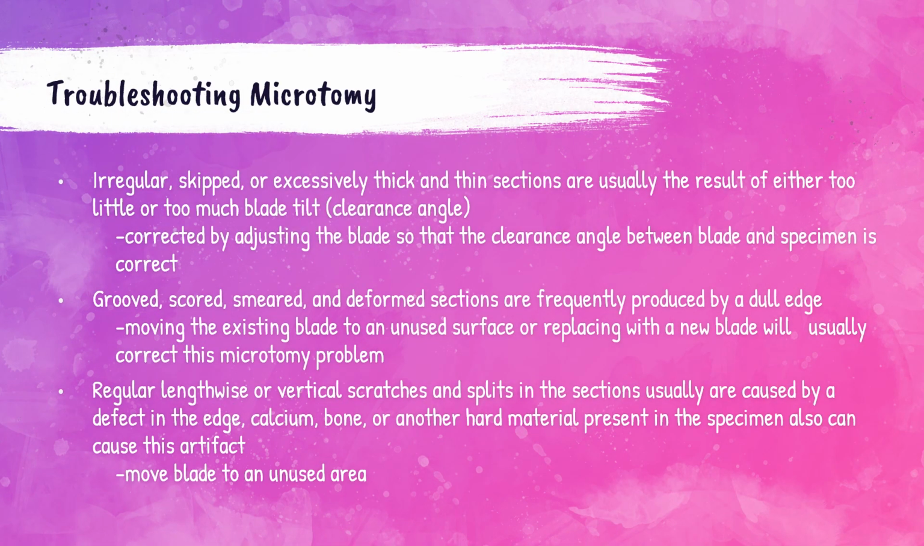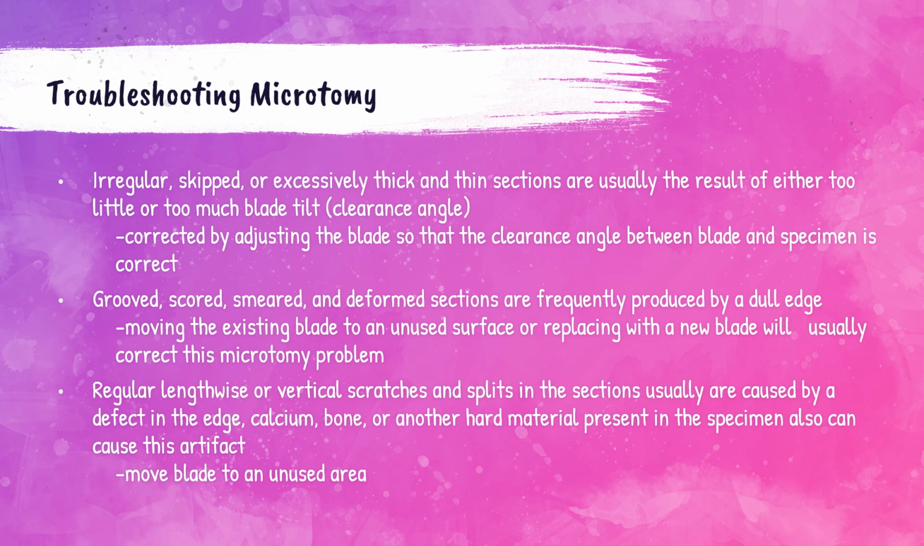There are various things that can happen when cutting tissue sections with the microtome. Irregular, skipped, or excessively thick and thin tissue sections with the microtome are the result of too little or too much clearance angle. This can be corrected by adjusting the clearance angle between the micrometer blade and the tissue block.